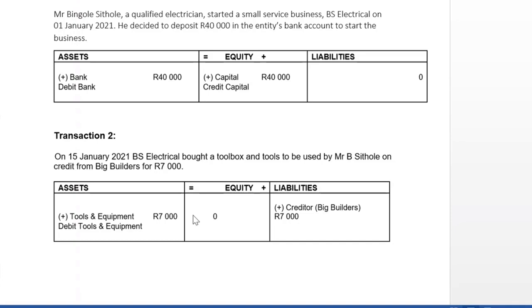The equation balances also on the second transaction because we've bought an asset, tools and equipment, that is increasing. When an asset increases, you debit. We also have a liability to Big Builders for 7,000. So basically our liabilities have also increased for the business. So BS Electrical has gained an asset, tools and equipment, and has also got a new liability to Big Builders for 7,000. So I'm going to look at the third one.